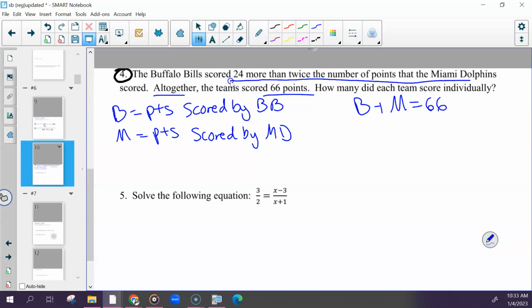The other one, the Buffalo Bills scored 24 more than twice the number of points. So if we knew the number of points the Miami Dolphins had, and we multiplied it by 2 and added 24 to it, we would get the Buffalo Bills. So this is going to be a B equals equation. And then 24 plus 2M.